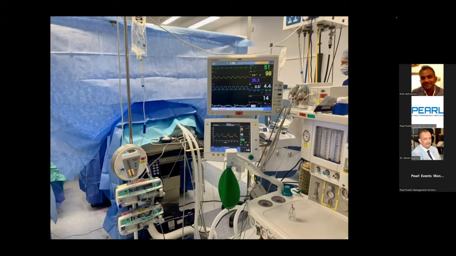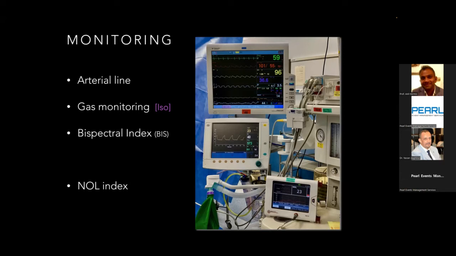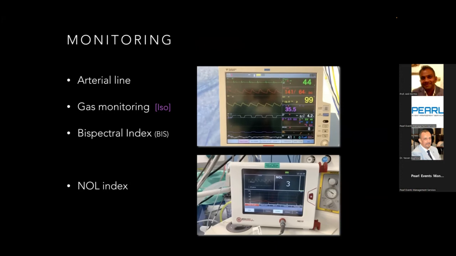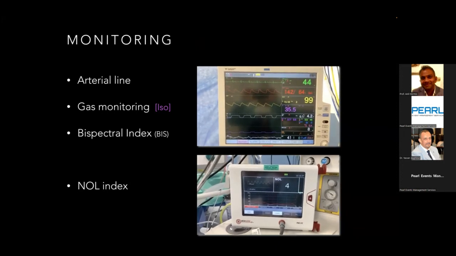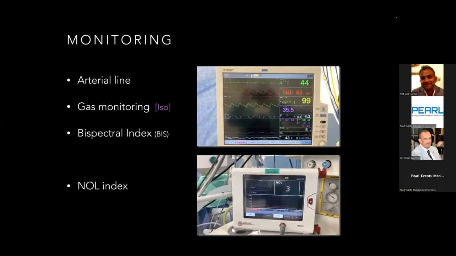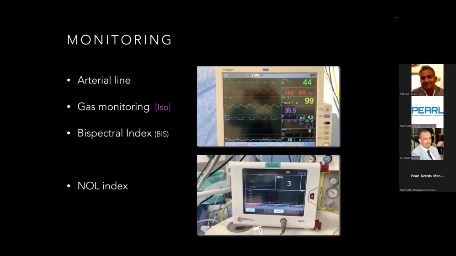This is the setup in theatre. We can see I've got the BIS monitor integrated into my monitoring, and she's got remifentanil and metaraminol started here. She's got an arterial line, gas monitoring, BIS monitoring, and the NOL monitor is there. So you can see here in real time how the NOL looks and how it compares to the other monitoring that we're used to.